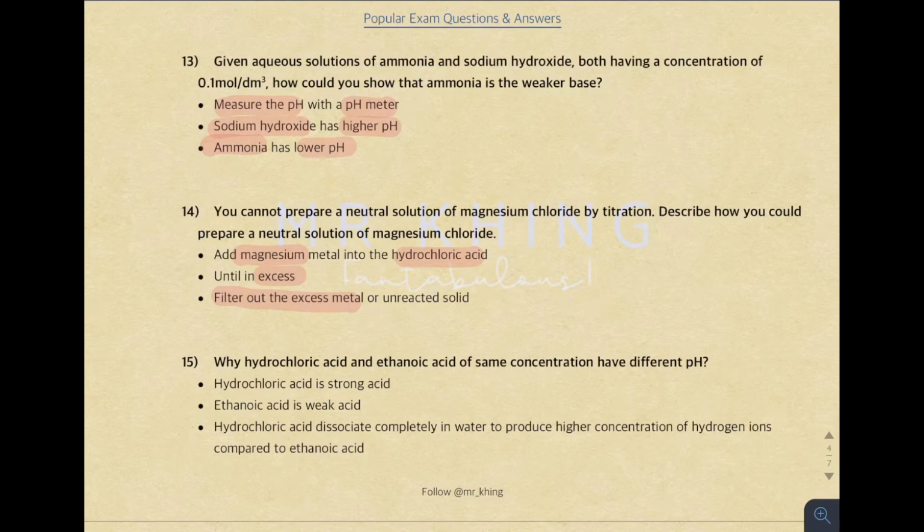Next one, why do hydrochloric acid and ethanoic acid of the same concentration have different pH? From here we know that hydrochloric acid is a strong acid, and ethanoic acid is a weak acid. So first you have to mention this. And then you talk about the definition of strong acid or weak acid. A strong acid dissociates completely in water to produce a higher concentration of hydrogen ions compared to the weak acid.